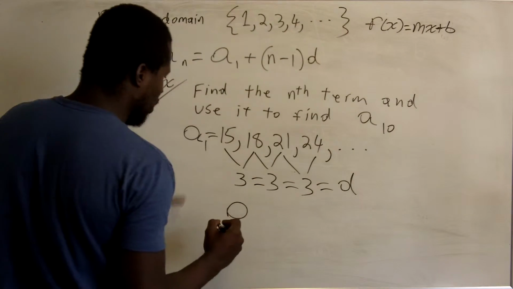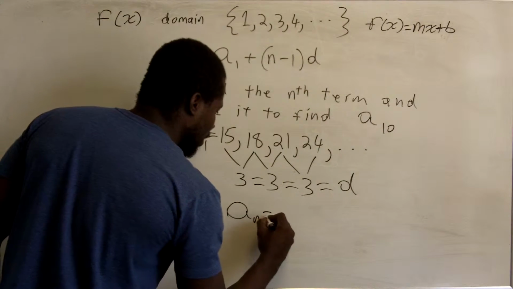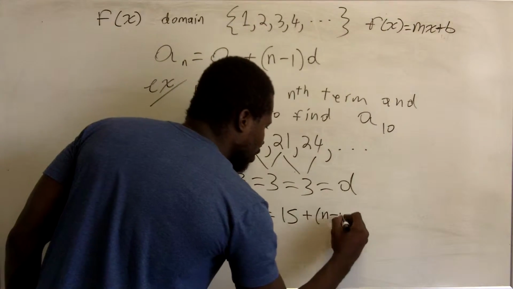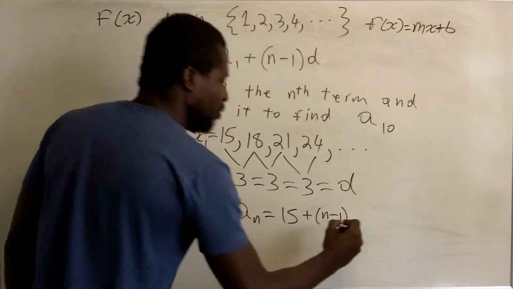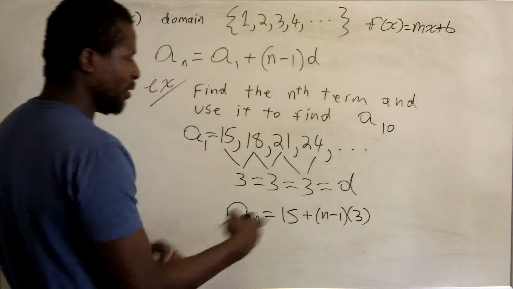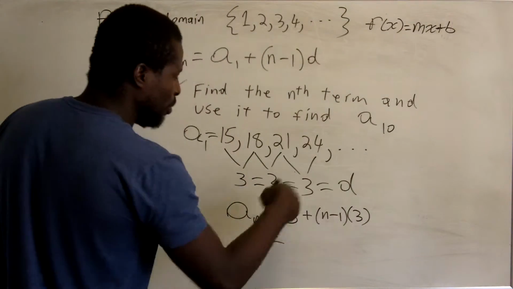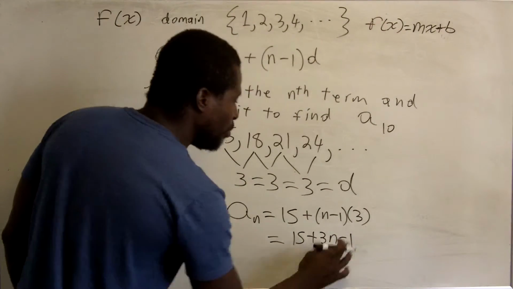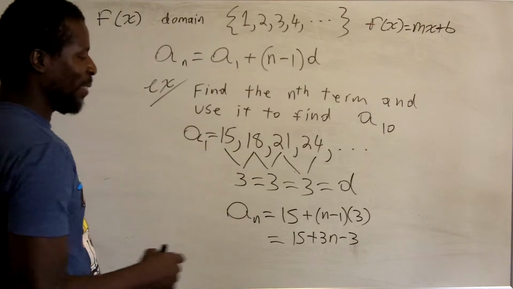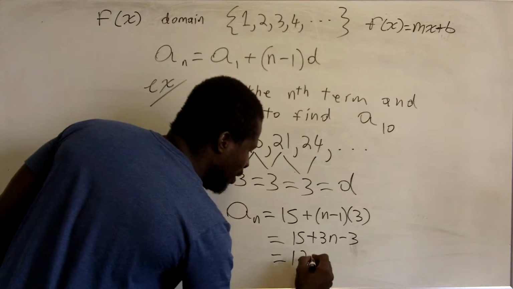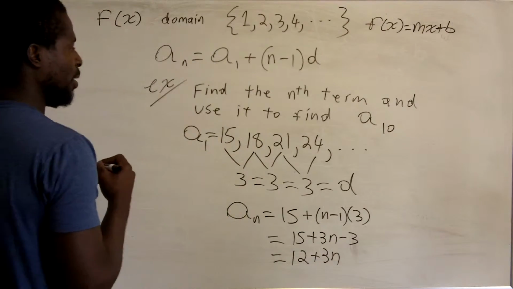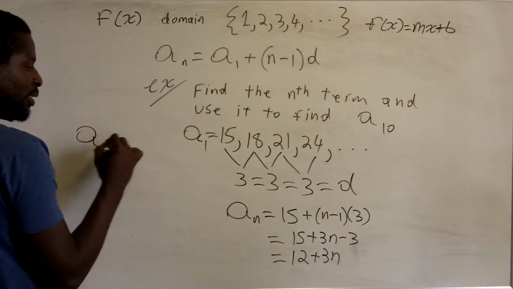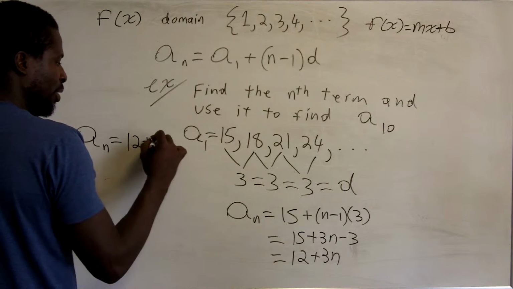A1 is equal to 15, so an is equal to a1, which is 15, plus n minus 1 times the common difference. The difference between each consecutive term here is 3. So you can simplify this. You distribute the 3, you get 15 plus 3n minus 1, or minus 3. You have to distribute, right? 15 minus 3 is 12 plus 3n. So we get here, for this particular sequence that we were given, that an is equal to 12 plus 3n.